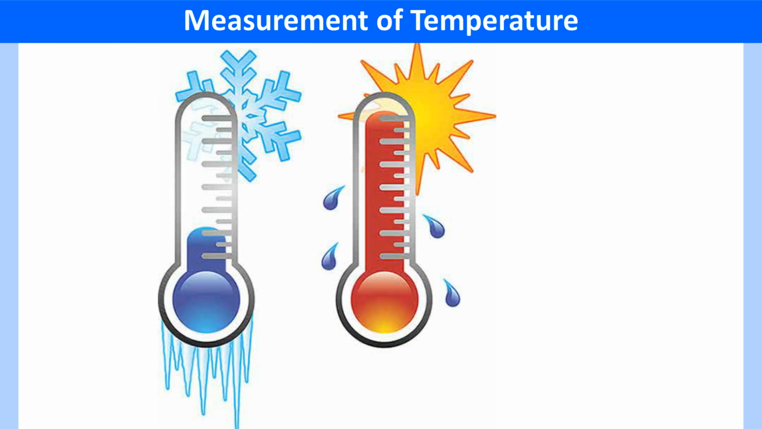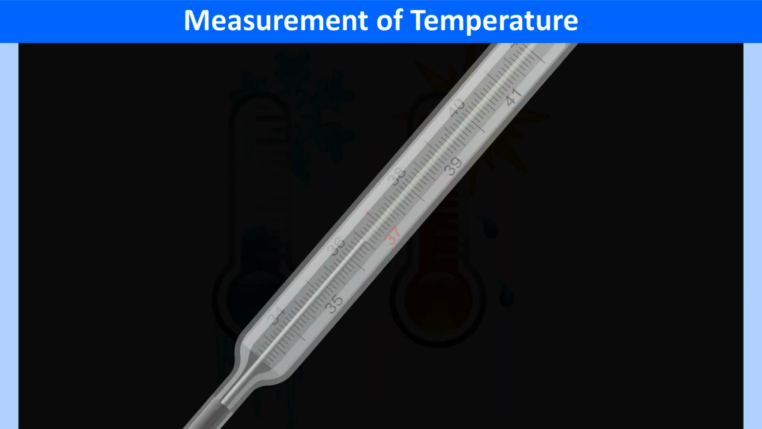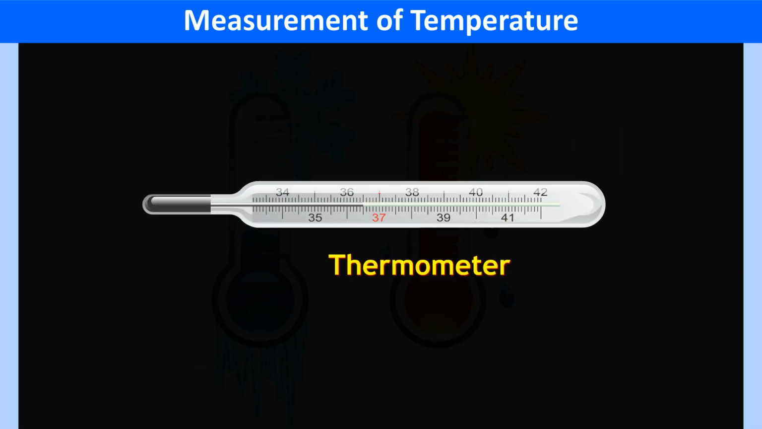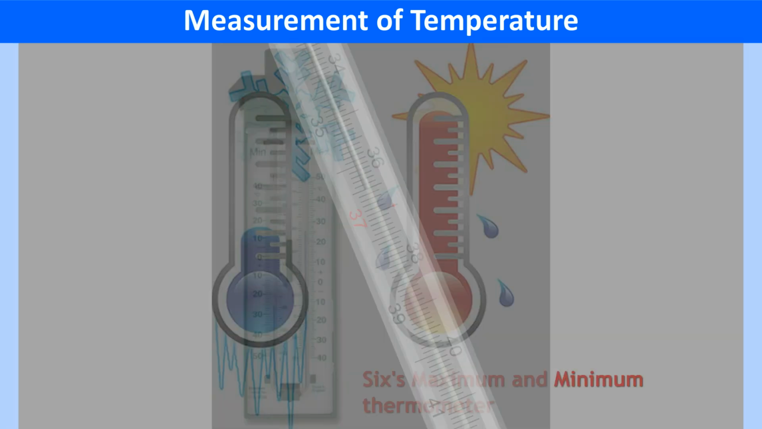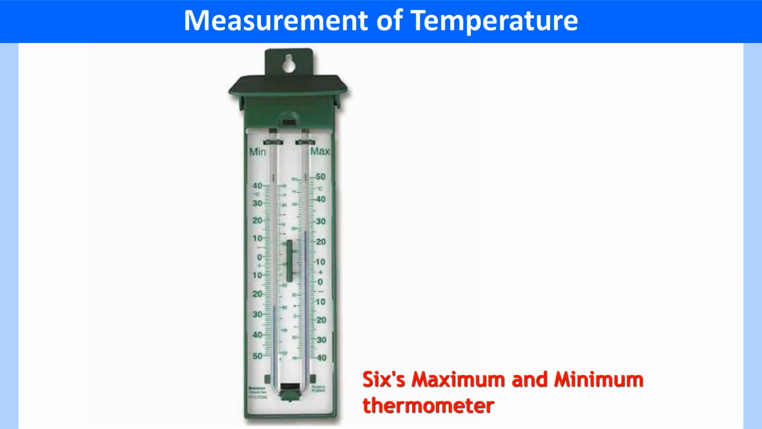Measurement of temperature. Temperature is measured with the help of an instrument known as the thermometer. It is expressed in units of degrees on the Celsius or Fahrenheit scale. The Six's maximum and minimum thermometer and a thermograph are used in weather stations or meteorological observatories to measure the maximum and minimum temperature reached during 24 hours of a day.